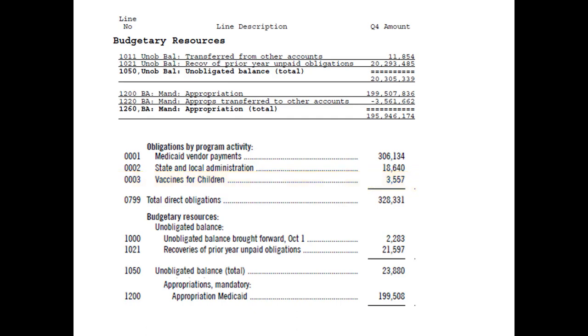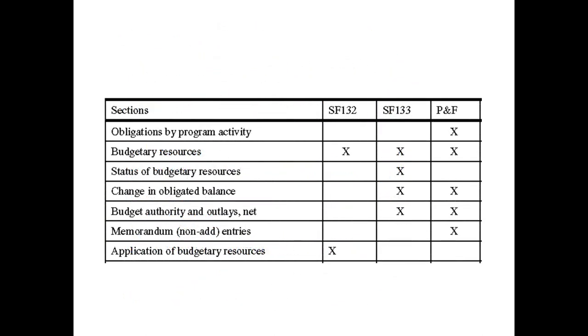Now, let's take a look at how expenditure transfers are reflected, and things get a bit more interesting and complicated. Because spending authority from offsetting collections increases our budgetary resources, we also expect them to be reflected in the Budgetary Resources section of the apportionment, the SF-132, the Report on Budget Execution, SF-133, and the Program and Financing, or P&F schedule, in the President's budget.